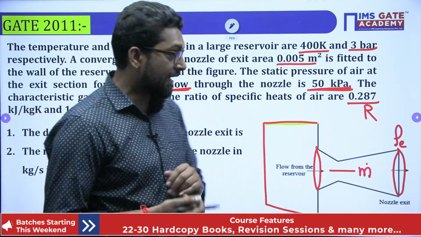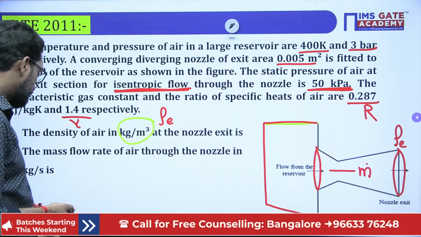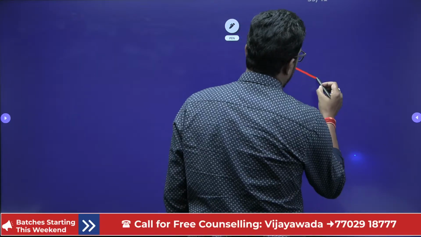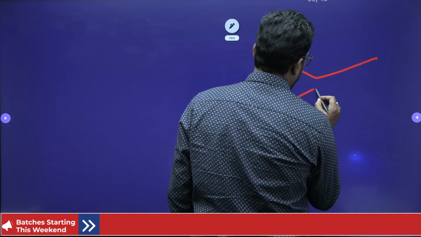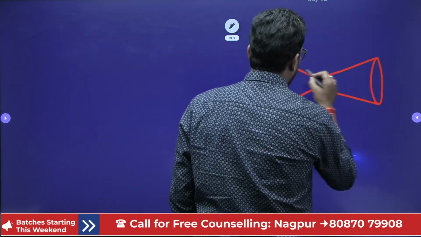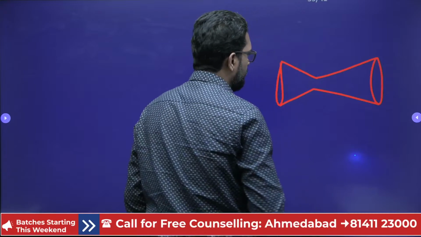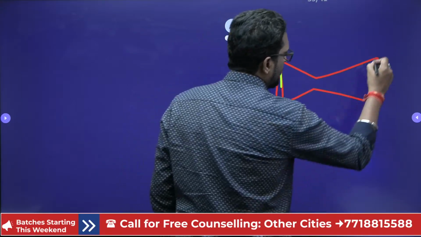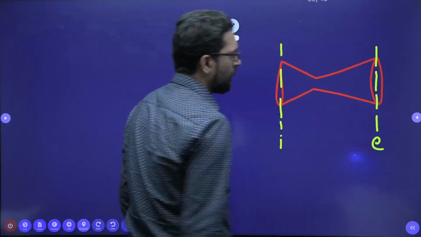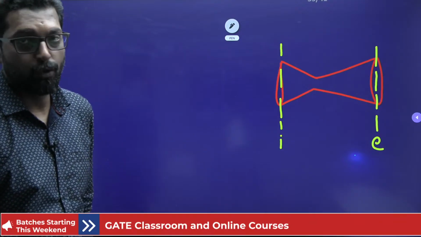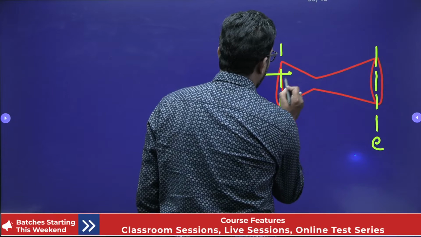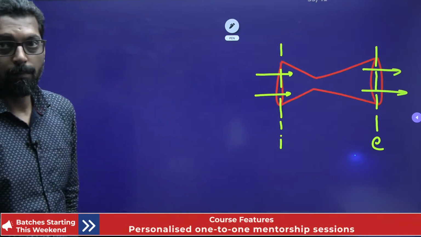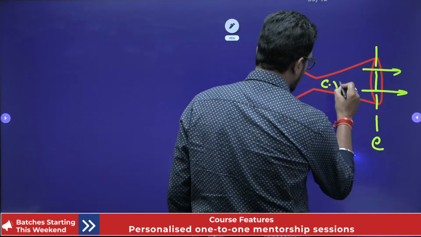So in the case of a nozzle, we can assume that there is no heat transfer and no work. That is very important. So this is our nozzle, a device to increase the exit velocity, and this is our inlet I, and this is our exit E. The nozzle acts as a control volume. The inlet is from the reservoir and the exit is at the atmosphere. So this is our control volume, one inlet and one exit.